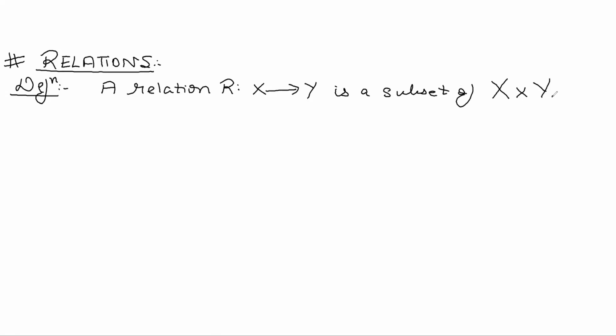Now, all students from my lectures on set theory know what the definition of Cartesian product is. I hope all students know that. Also, all students know what is meant by a subset. So a relation is a subset of the Cartesian product. That means a relation lies within the Cartesian product. I can write it like this. Relation is a subset of the Cartesian product.